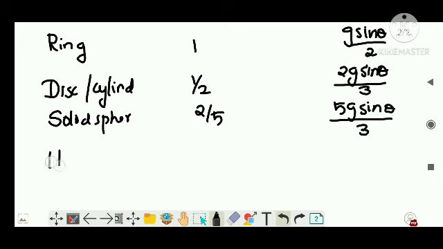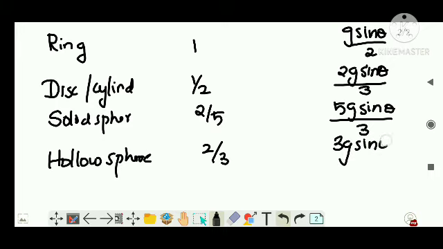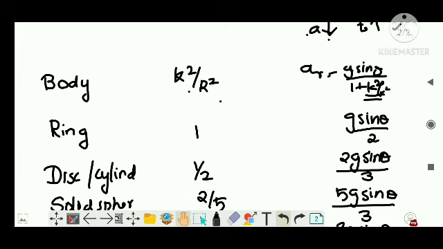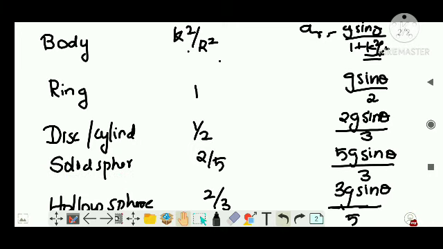Whereas hollow sphere is having 2 by 3, so it will be having k squared by r squared as 2 by 3, so 3g sine theta by 5, sorry, right? So these are the values correspondingly for a body, it's k squared by r squared.